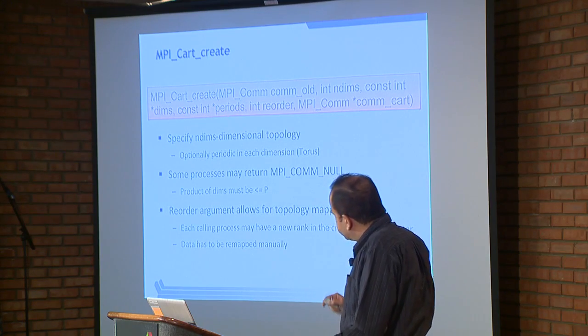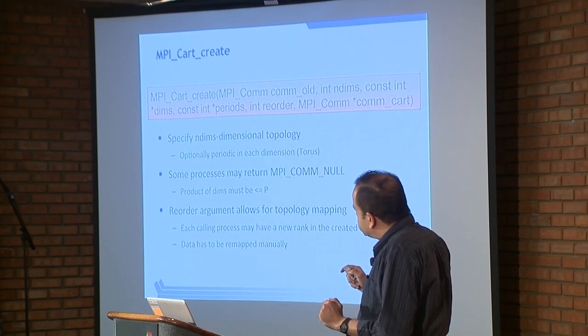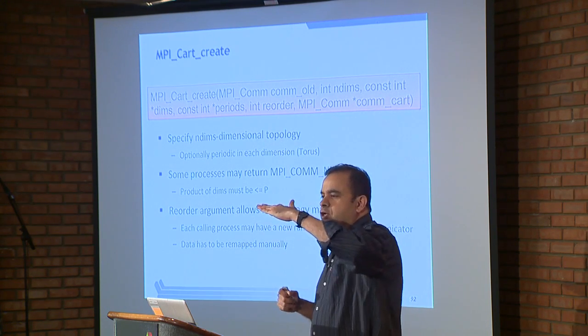The next parameter is whether this is periodic or not. What that means is, if you are on the first row of this logical mesh, do the processes have a neighbor above them or not? They don't, but is there a wraparound or not?